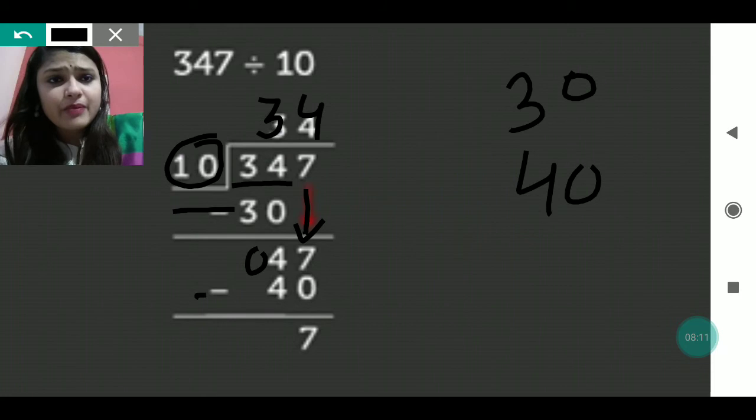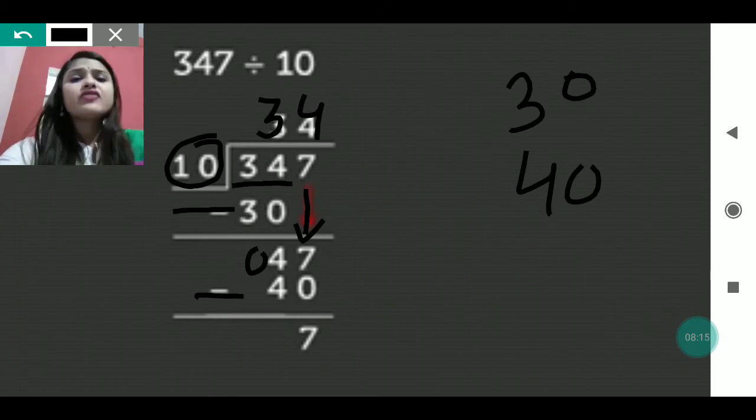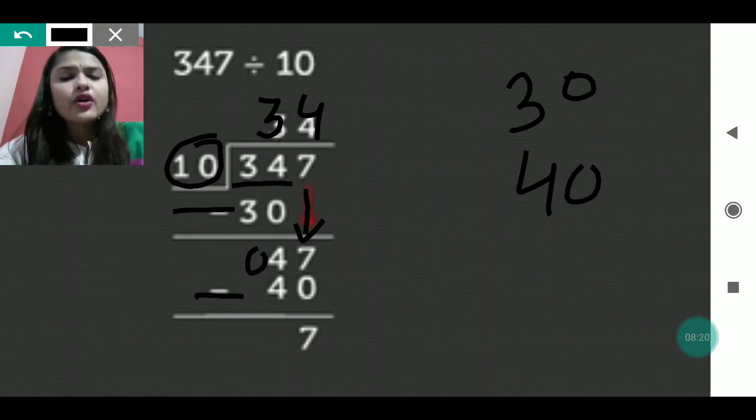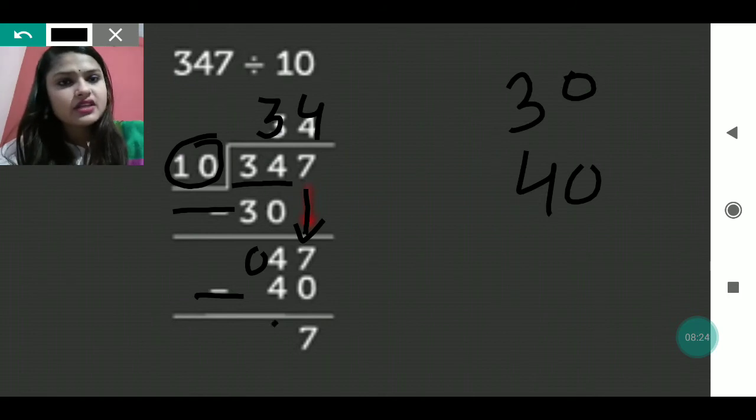Now we will give the minus sign here to the right side of 40. After that we will subtract here. 7 minus 0, 7. 4 minus 4, 0.